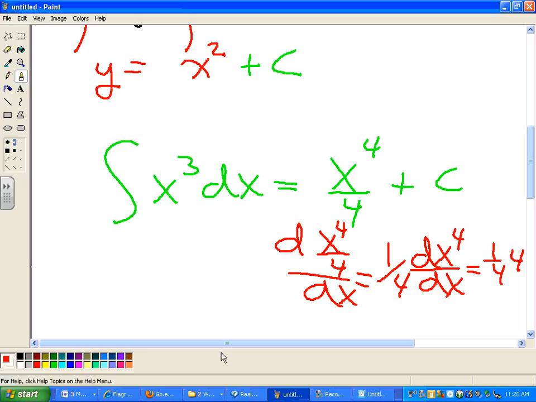So why did I ignore the C? What's the derivative of a constant? 0. So the constants are going to drop out when you take the derivatives. Because sometimes I need to have it to solve the problem. Okay, they're going to get harder.